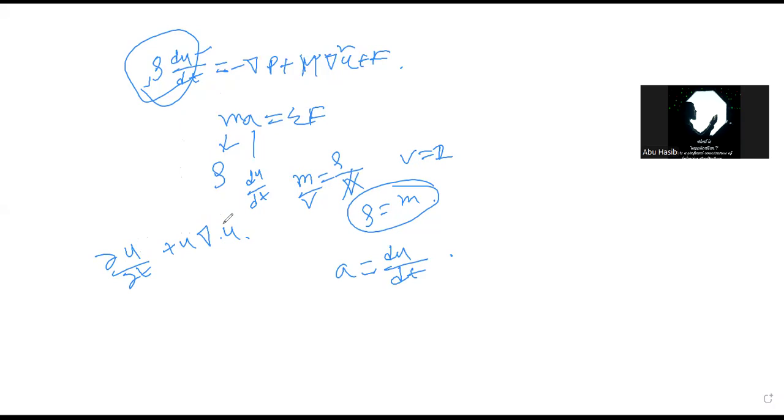Now we need to consider what are all the forces acting on this molecule of fluid. We can break this down into internal forces, which are forces exerted by the molecules of the fluid itself, and external forces, which are forces exerted by some external object. The first internal force we take into account is pressure.